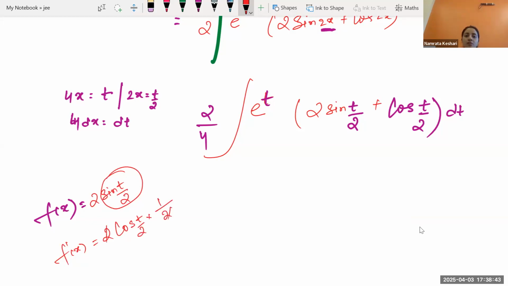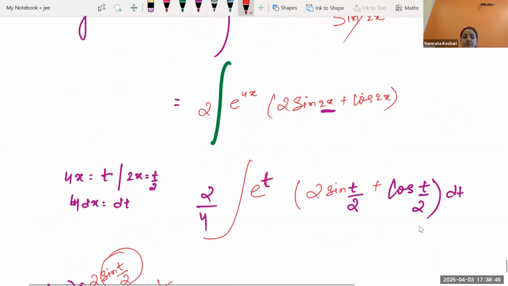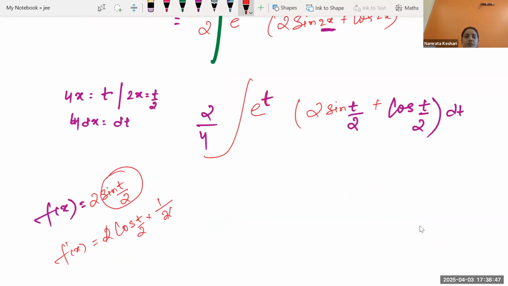Yeah. Can you see? Is it making sense? Yes, ma'am. Okay, so we are able to arrange it in that format.